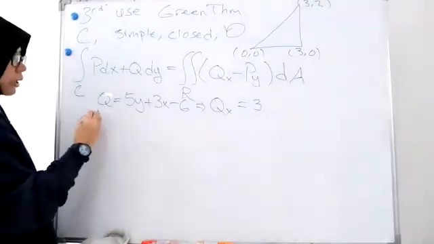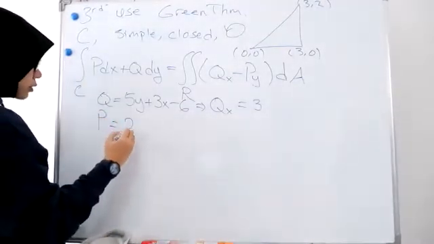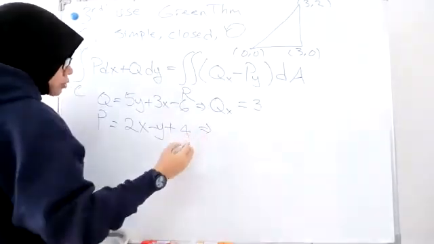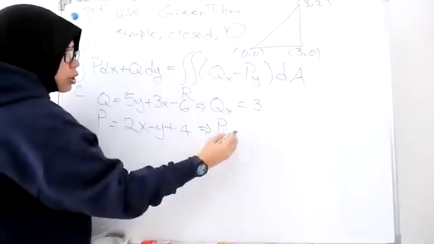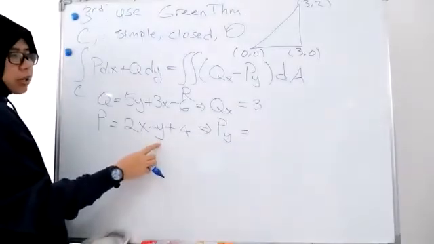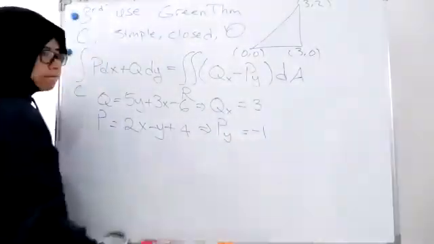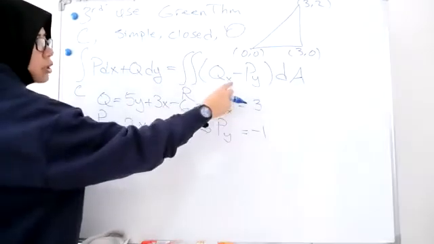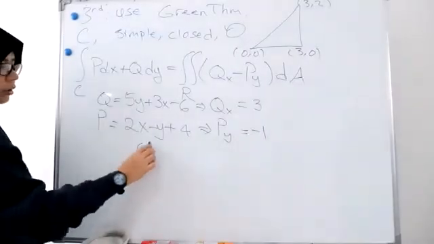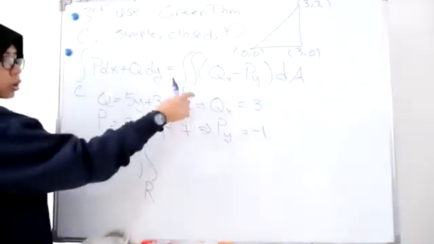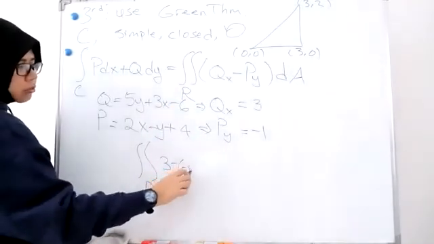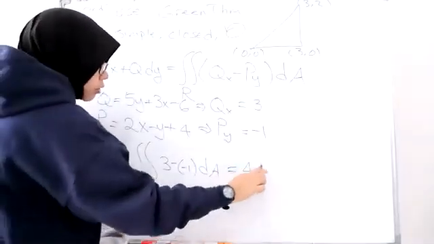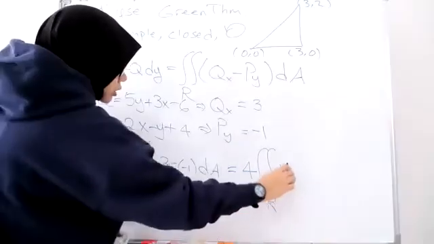And then p is equal to 2x minus y plus 4. So p sub y is just -1. Right, so we substitute this into the equation. That will be the integral in region R of 3 minus -1 dA. So this one will be 4 times the integral over region R of dA.